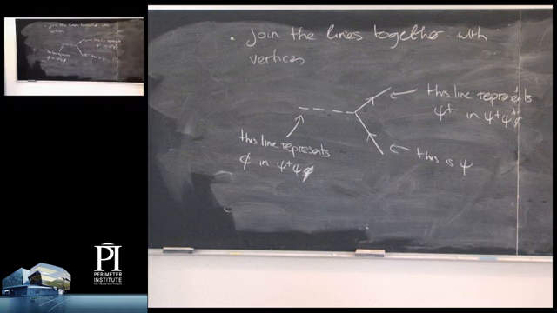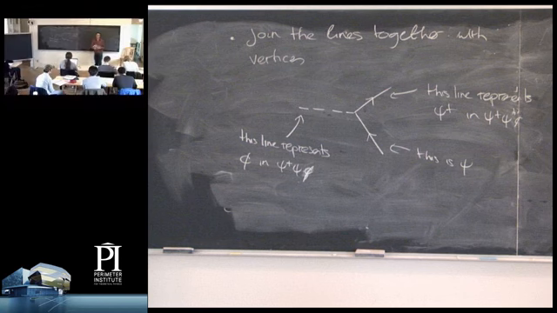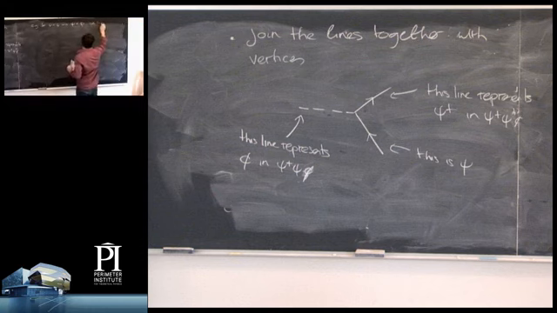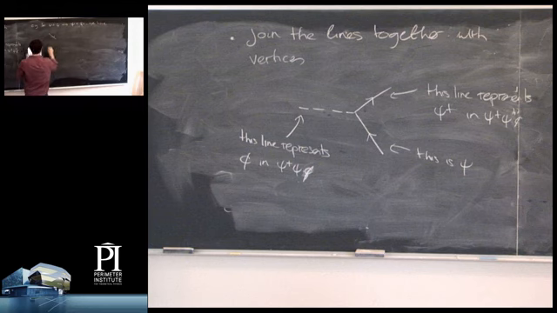So let me just give you some examples. These are the rules for drawing the picture, and then I'm going to give you the rules for associating to each picture a mathematical form. So for two psi particles, we have two incoming psi particles and two outgoing psi particles. Somehow I've got to join all this together. So this is one way I can join it together.